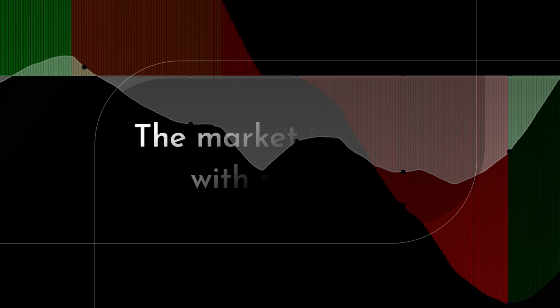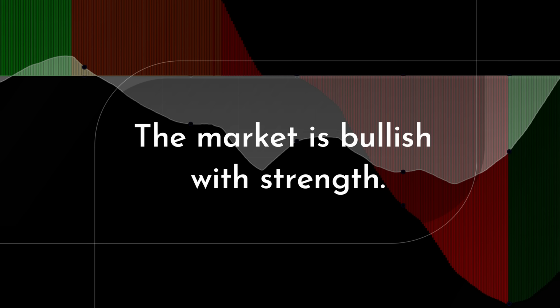When both histogram and area are below the midline, the market is bearish with strength. In this condition, the rules flip completely. You only look for sell signals. Every buy signal must be ignored. Traders who ignore this end up buying pullbacks that never reverse.